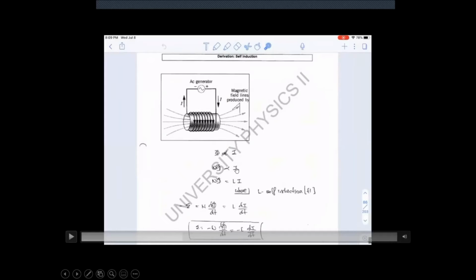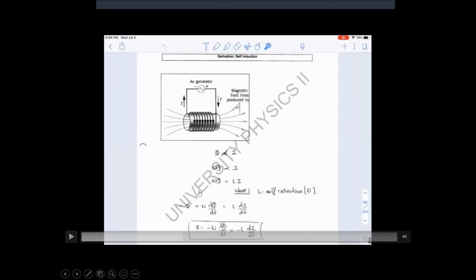Once again, you got this proportionality turned into an equation. You need to have a proportionality constant. So L in this case is self-induction, expressed in terms of Henry. And instead of saying self-induction, we just say induction. It's the same thing. And this is an inductor. All right, once again, L represents the portion or proportion of the current responsible for the flux through the coil or the inductor.